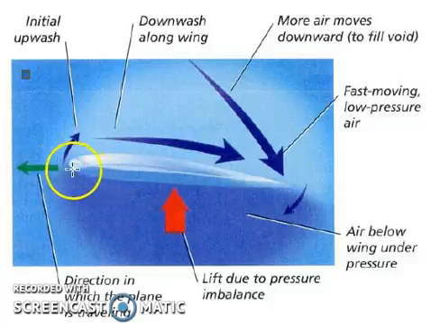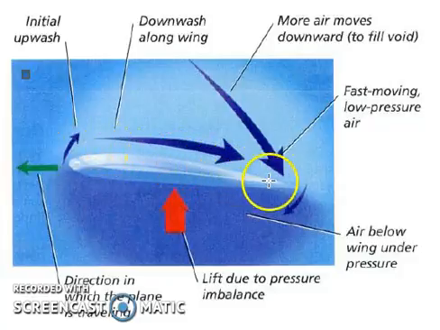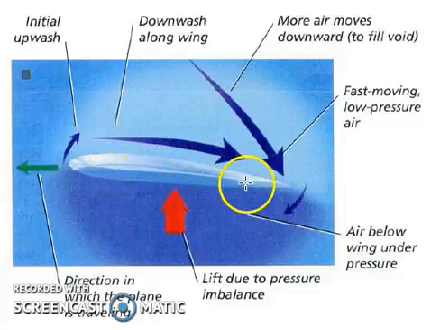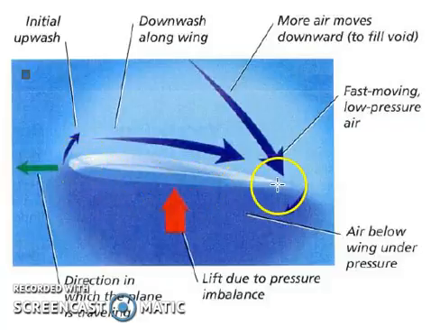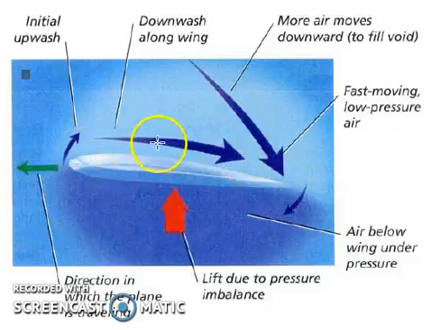But the reason why the air on top is moving faster is because it has a longer distance. The way this airplane wing is shaped, the air has a longer distance to cover in the same amount of time as this distance down here. And so because of that, it has to move faster. So this air above the wing is moving faster, and it creates a low pressure.